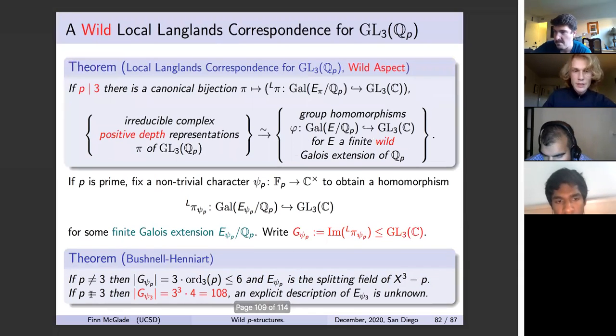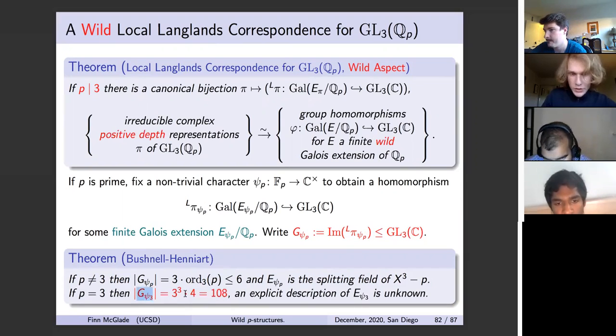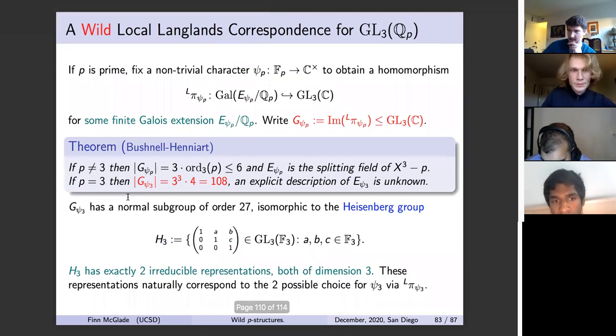Okay, but something very interesting happens when P is equal to 3. If you take the case of P equals 3, the order of the image blows up on you. It becomes 3 cubed times 4, which is 108. And this field extension becomes unknown. So we don't actually know what the extension is in this case, but we have some good information on the image of the homomorphism. So I'll just briefly tell you a little bit about the image.